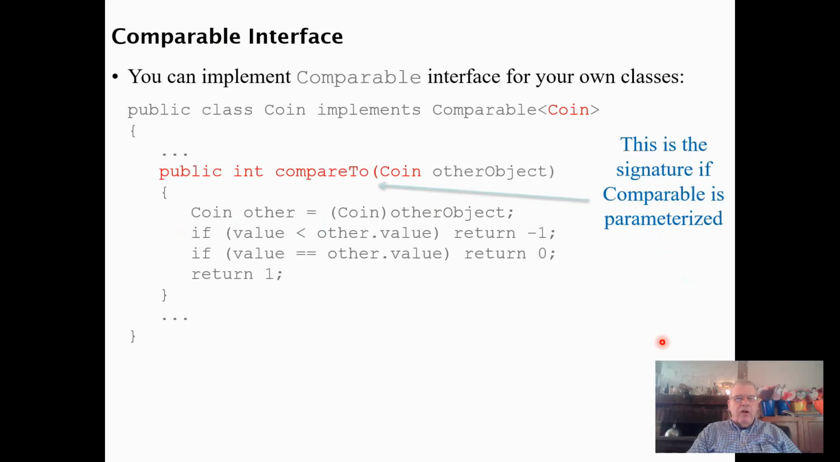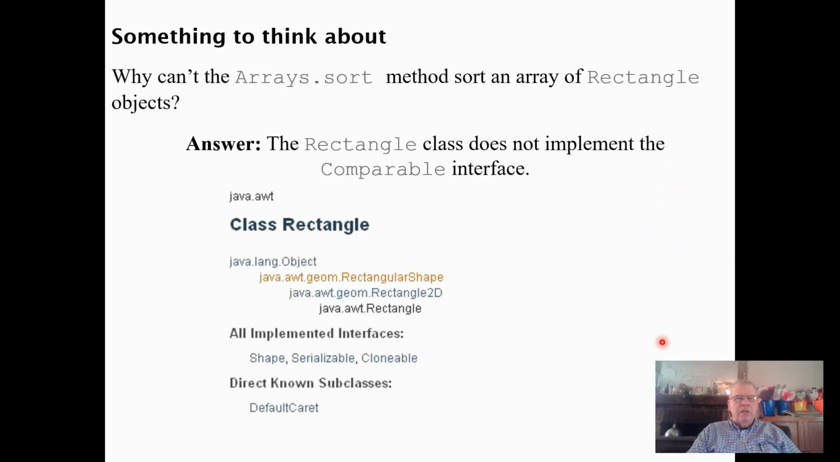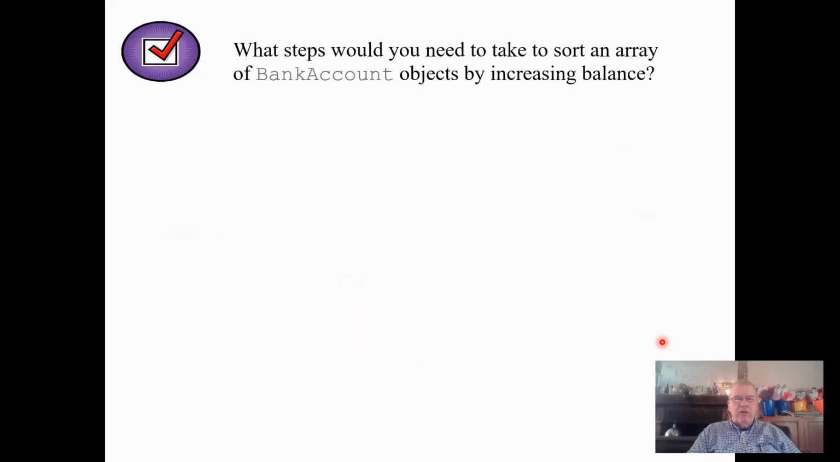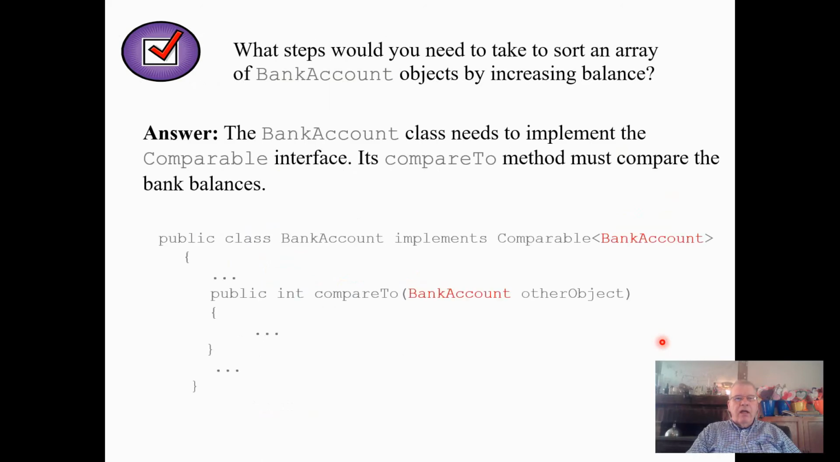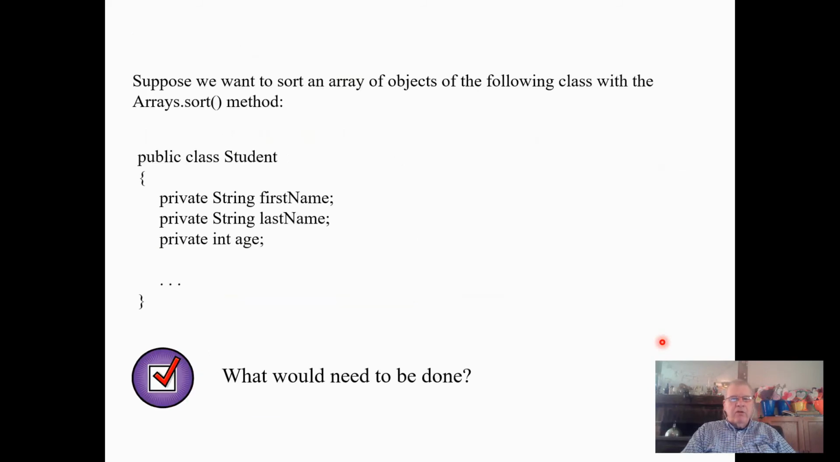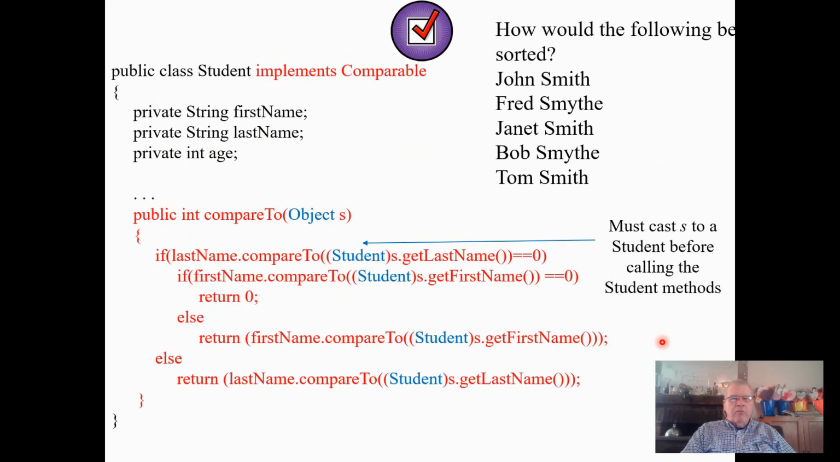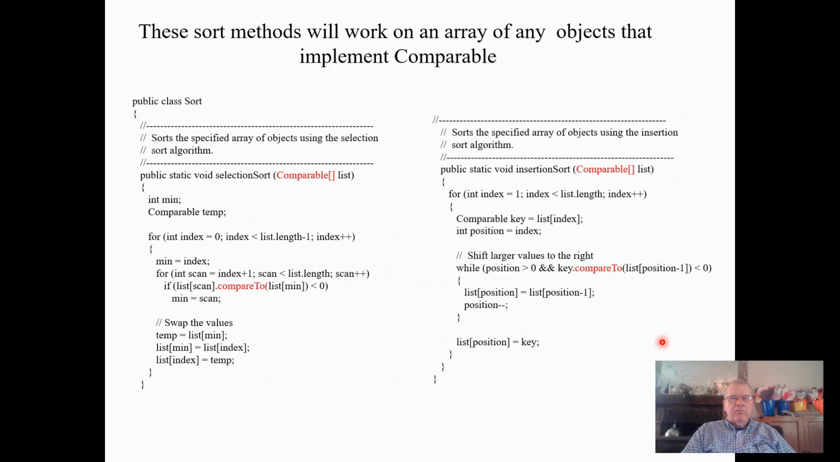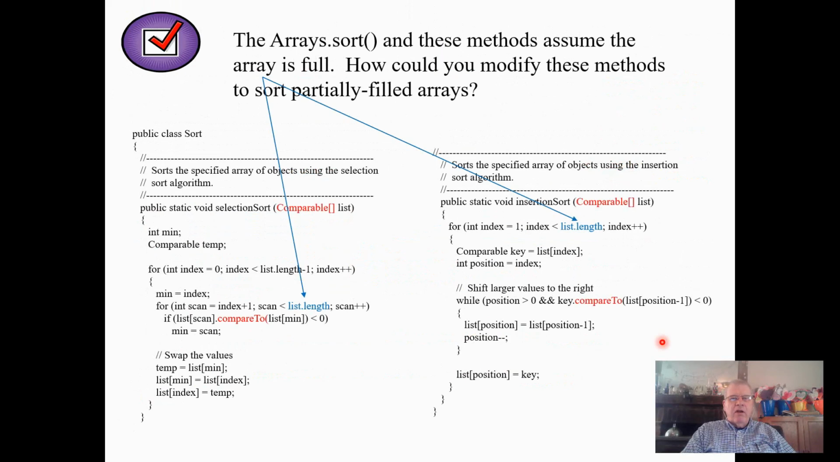We talked about this before. Rectangle is a class that does not implement Comparable, and so you can't use Arrays.sort to sort it. Here's an example of BankAccount. What would you have to do if BankAccount was going to be sorted by increasing balance? Well, you'd have to implement compareTo. Same thing with Student. We saw this before. And the same thing with Dog. So also you could do the same thing with collections like ArrayList and so forth. ArrayList.sort.